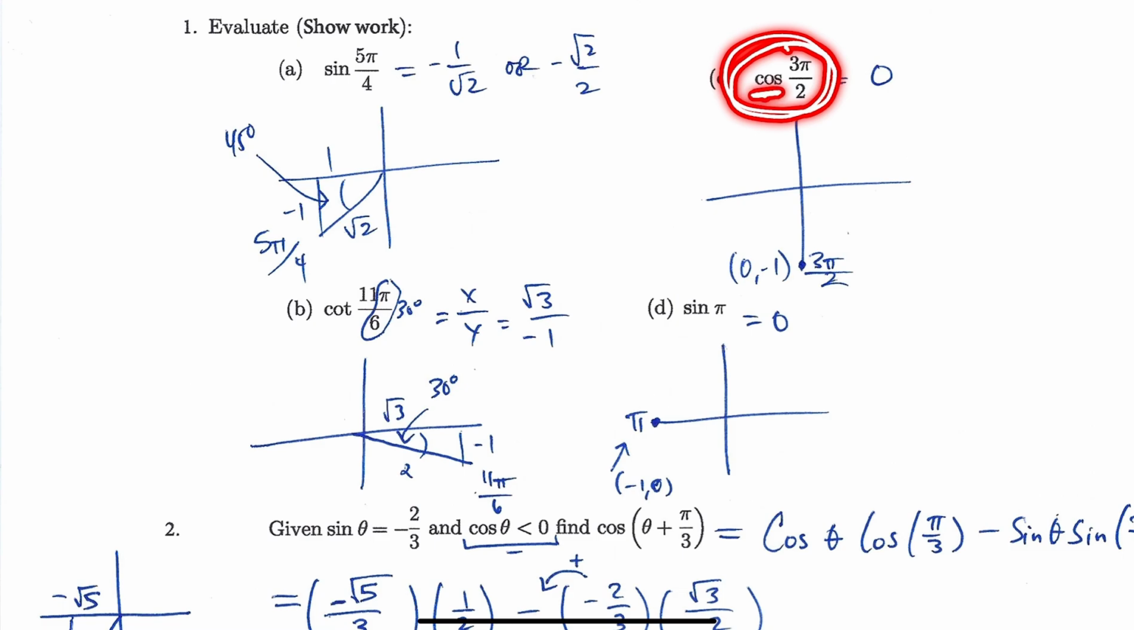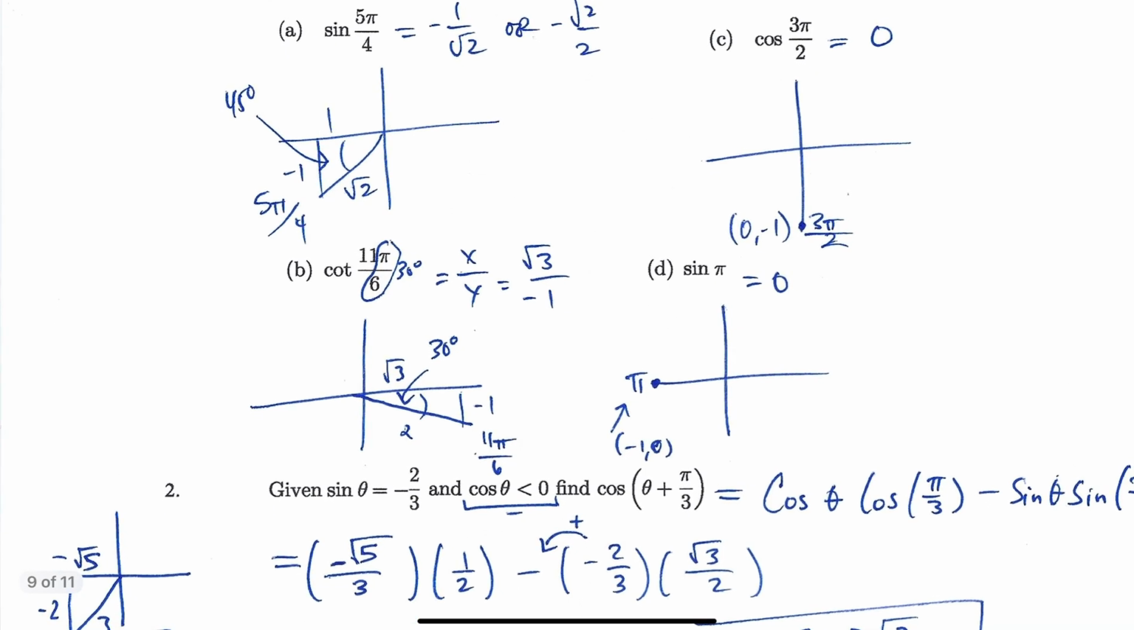So right here we're looking for cosine. So what's cosine? Remember, cosine is represented by x, sine is represented by y. So therefore, all we care about is this one right here, because we're talking about cosine. That's how we know this answer is 0. Okay, so keep it simple.